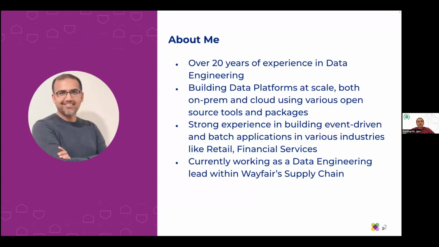Real quick, though, before we start, just wanted to introduce myself. My name is Siddharth Jain. I have over 20 years of experience in data engineering and integration. I have experience in building data pipelines, both real-time and batch-oriented, hence this topic. And also built a lot of data platforms from scratch, either on-prem or on the cloud. Currently, I'm leading the data engineering space within Wayfair supply chain tech organization.